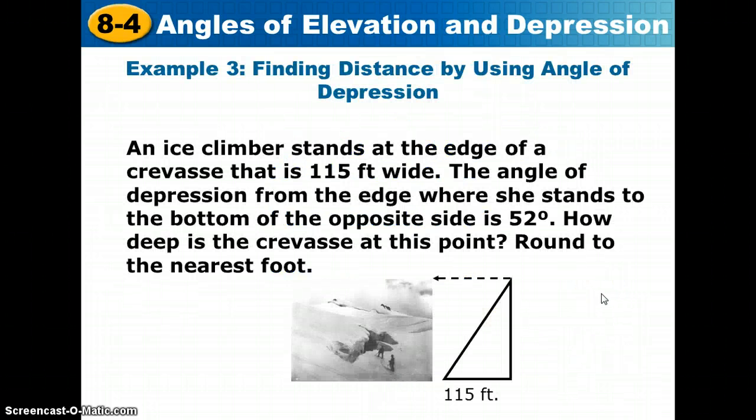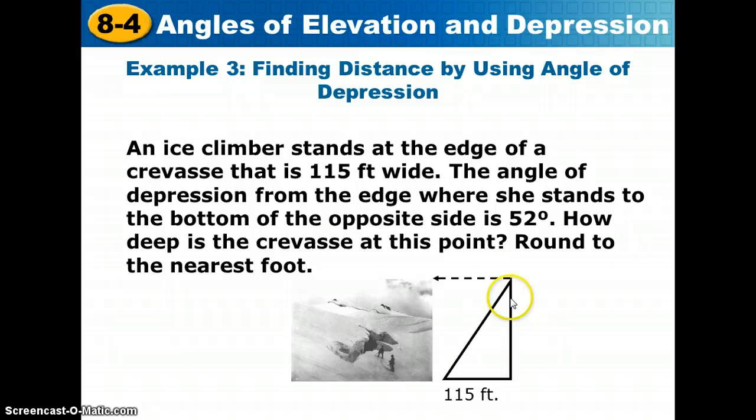So let's take a look at our next example, example 3. We have a situation where we have an ice climber that stands at the edge of a crevice that is 115 feet wide. The angle of depression from the edge where she stands to the bottom of the opposite side is 52 degrees. How deep is the crevice at this point, round to the nearest foot?